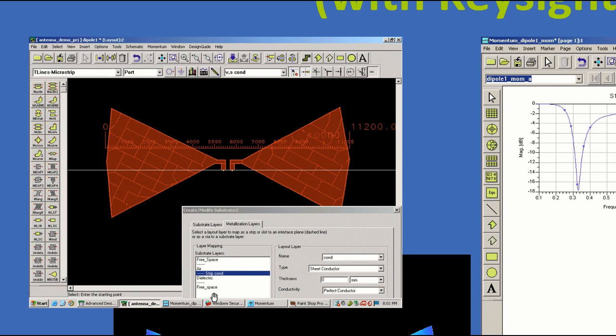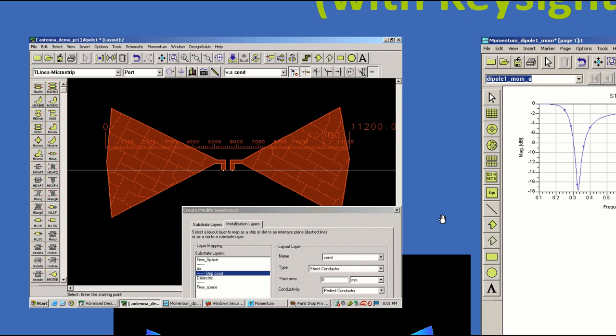And what you do with the simulator is you do what's called meshing it, which is telling the simulator to subdivide the surface of the metal into smaller pieces. Basically the same thing as what we are doing with the dipole.